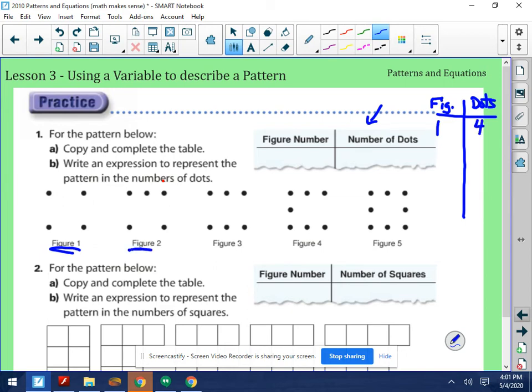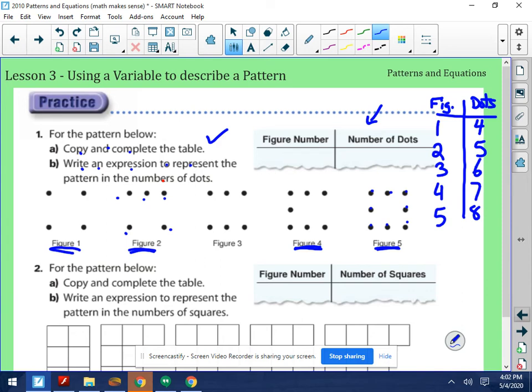Figure number 2. How many dots does it have? Say it out loud. It's got 5 dots. Figure number 3 has got 6 dots. Figure number 4 has got 7 dots. Figure number 5, 1, 2, 3, 4, 5, 6, 7, 8 dots. Okay, so copy and complete the table. We did that. Write an expression to represent the pattern in the number of dots.